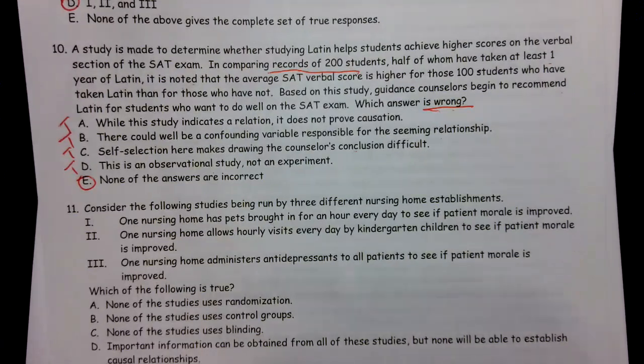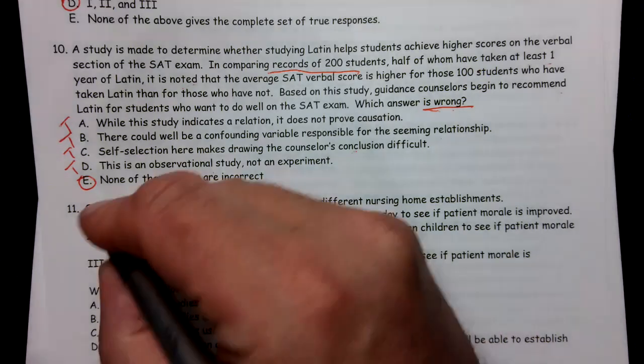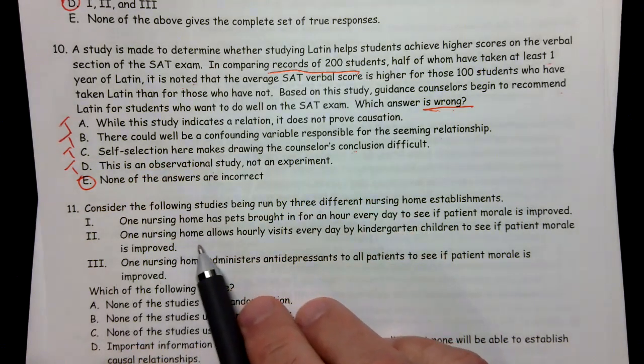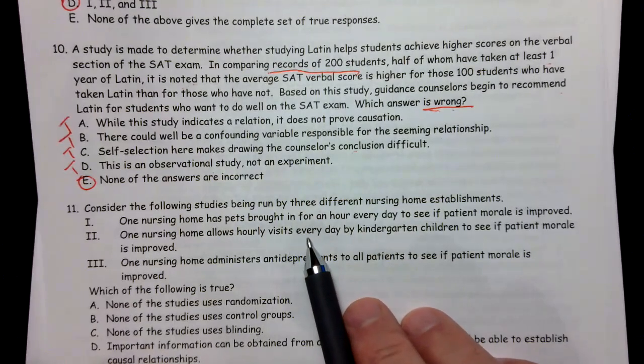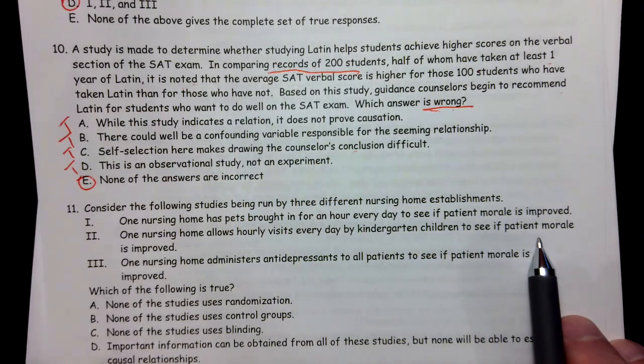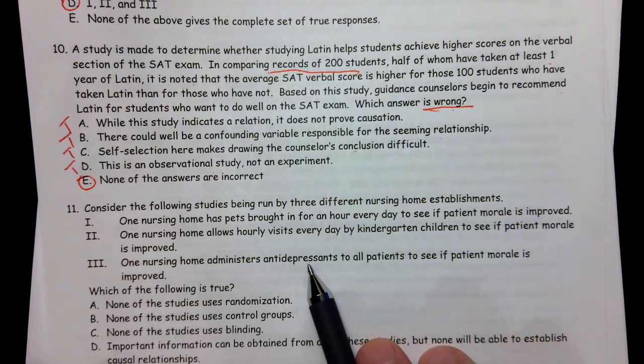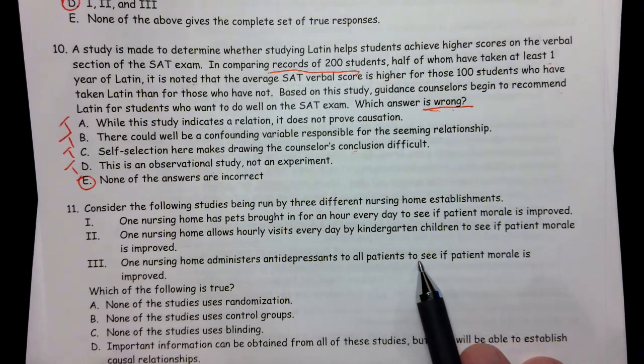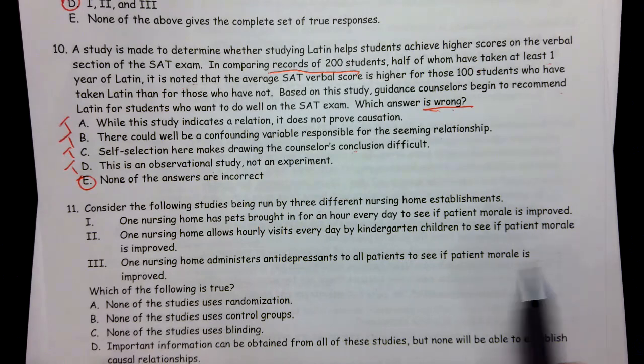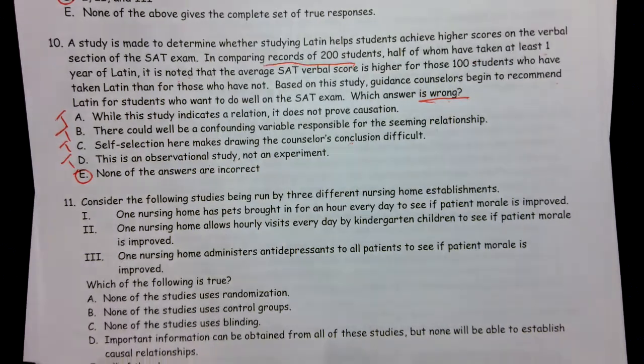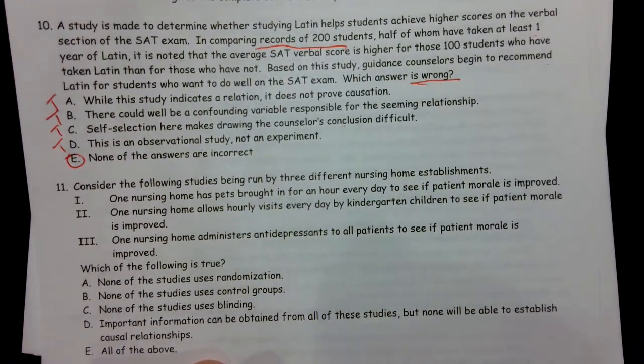All right. Number 11, consider the following studies being run for 3 different nursing homes. One nursing home has pets brought in for an hour every day to see if the patients' morale is improved. One nursing home allows hourly visits every day for kindergarten students to see if the morale is improved. One nursing home administers antidepressants to see if the patients' morale is improved. All right, there was no random assignment. We are doing this to all of these. So none of these studies uses randomization.